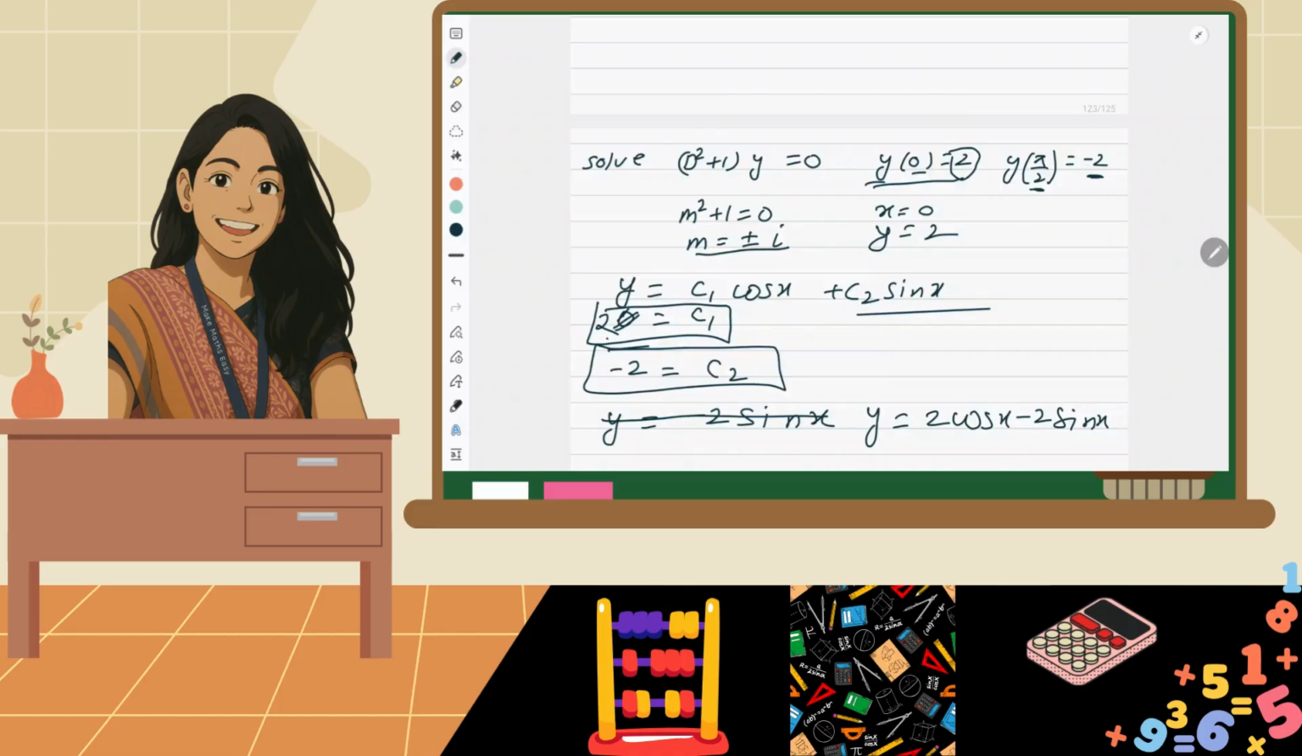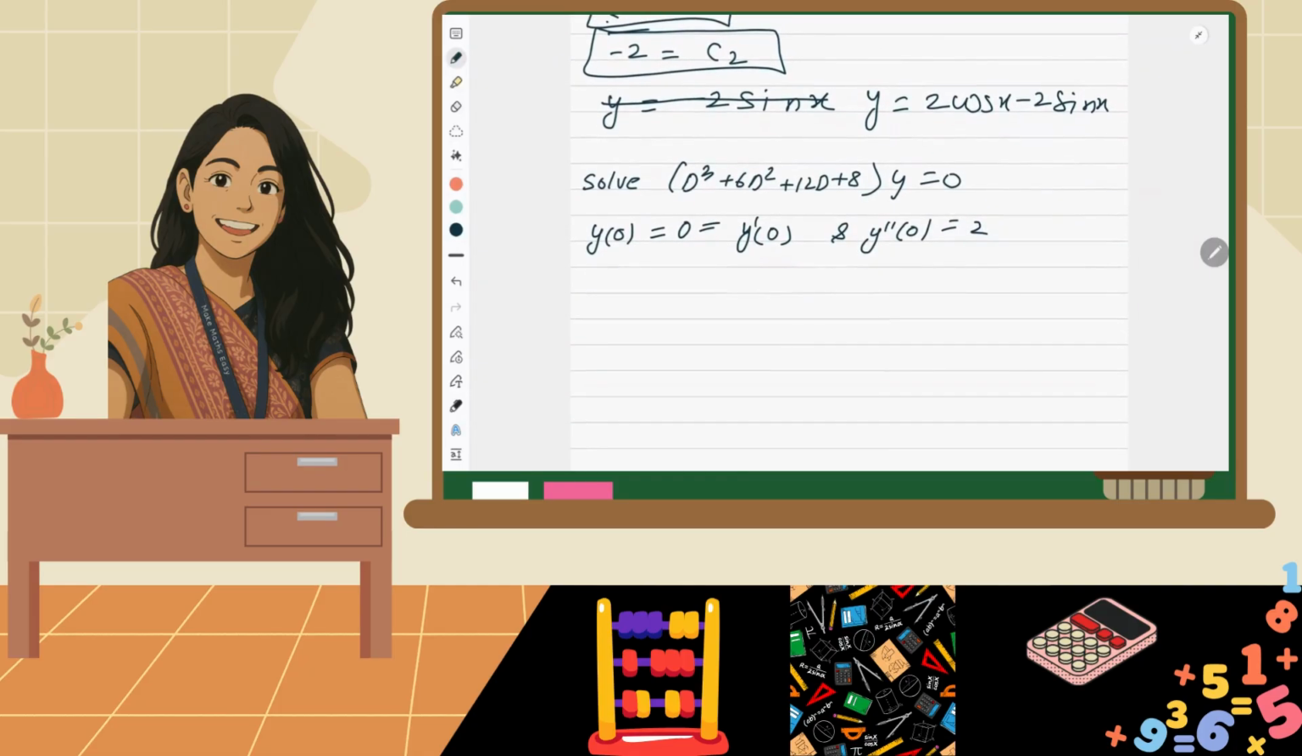Now come to the second question. The next question, I will just give you the hint. It is a cubic equation, so you have to differentiate your CF 2 times. Correct? So now let us start this. The very first thing you have to do is write the auxiliary equation. So the auxiliary equation is m cube plus 6m square plus 12m plus 8 is equal to 0. So your m is equal to minus 2 and minus 2.